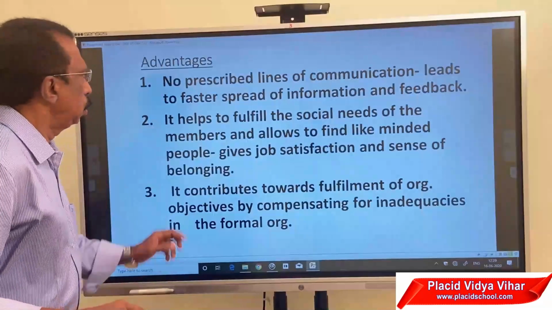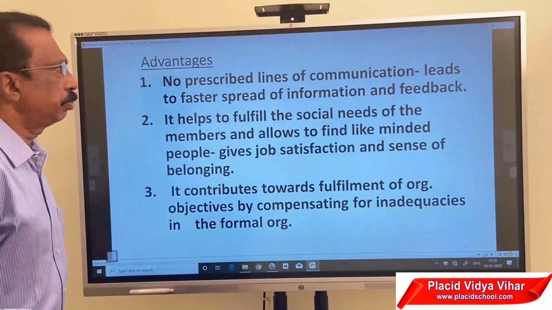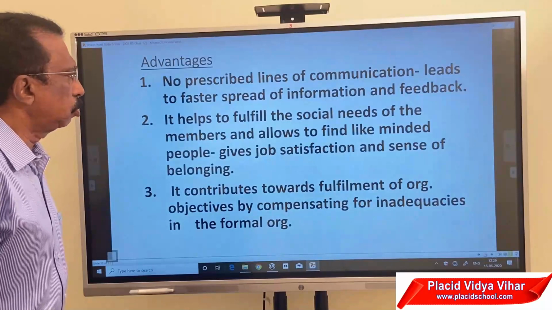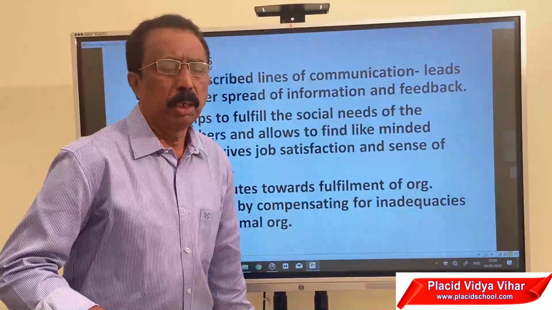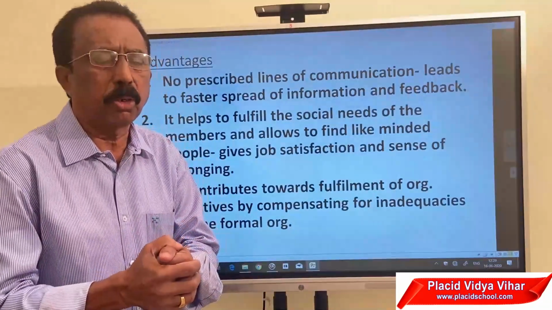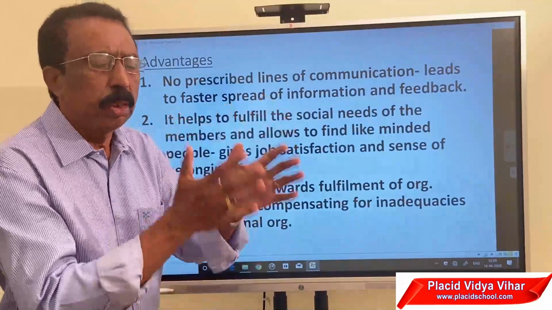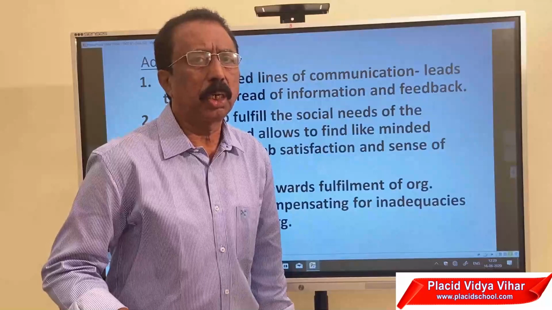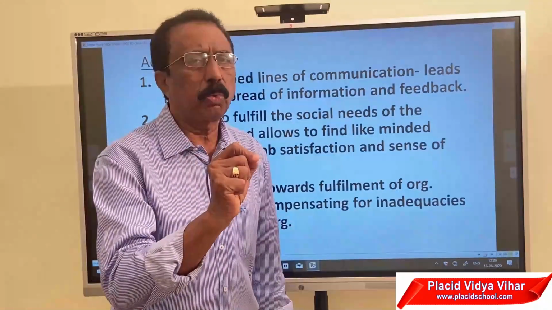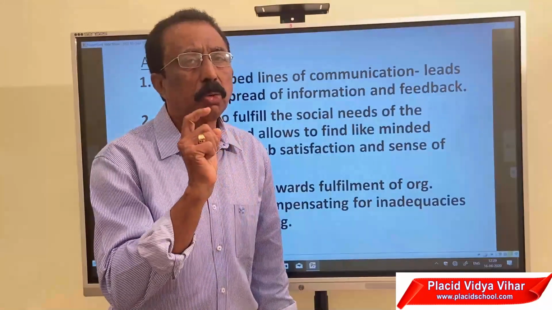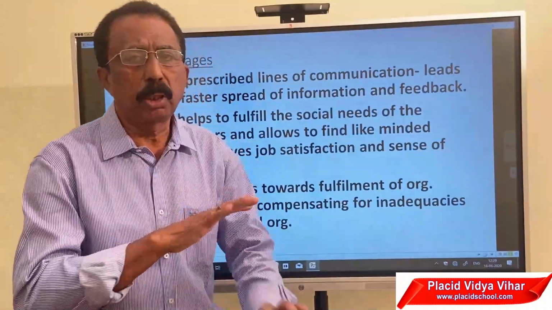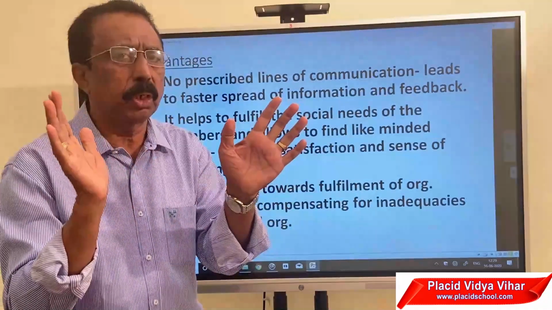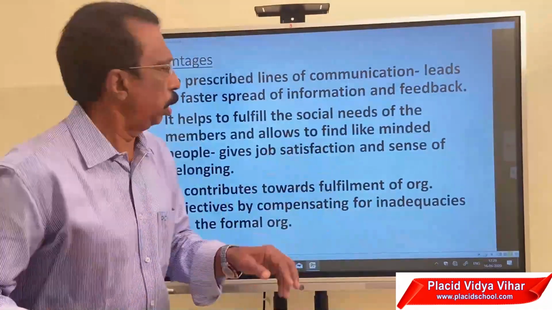Then the advantages: no prescribed lines of communication leads to faster spread of information and feedback. As I told you, in the case of a formal organization, the chain of command has to be followed, the scalar chain has to be followed, and the main disadvantage is it will delay the communication. But here anybody is free to communicate with any other person, no delay at all.